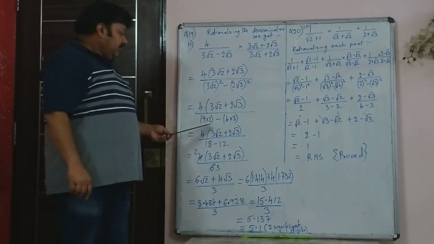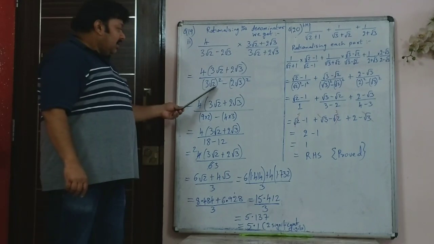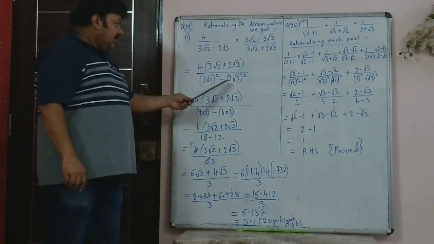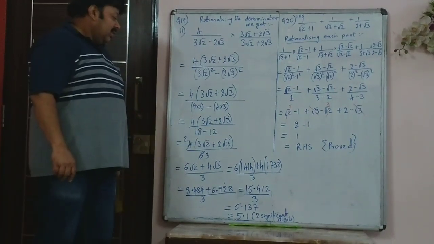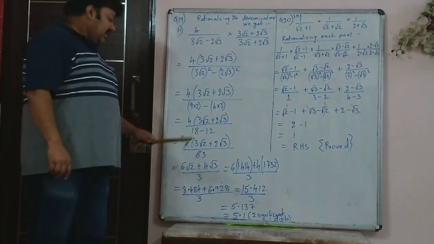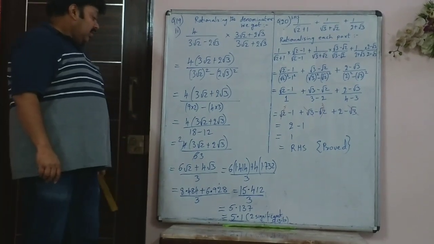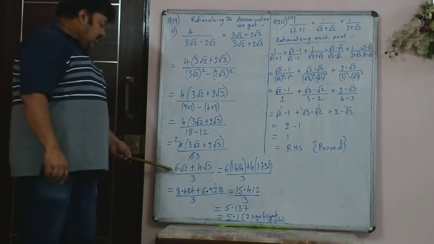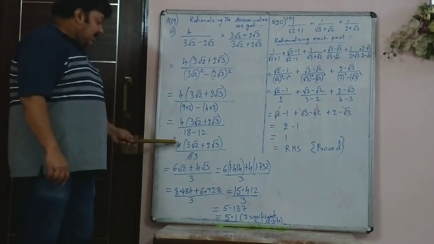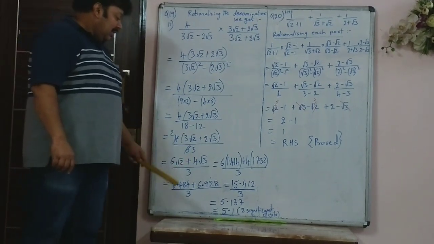So 4 into this number upon 9, 3 squared is 9, into 2, which is 18, and this is 4 into 3, which is 12. So 18 minus 12, which is 6. So 4 (3 root 2 plus 2 root 3) upon 6. So 4 and 6 becomes 2 and 3. So when you open the bracket, this becomes (6 root 2 plus 4 root 3) upon 3.